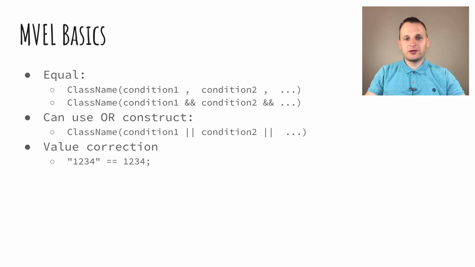So, a quick course on this MVEL language. As I said, if we want to do pattern matching, we first say what is the type of the objects we want to match, and then inside parentheses we have the conditions that have to be true, and we use a comma, but we could use double ampersands. And if we want, we could use the OR construct. It's the same as in Java. And in MVEL language, the conversion between strings and numbers is automatically done by the system.